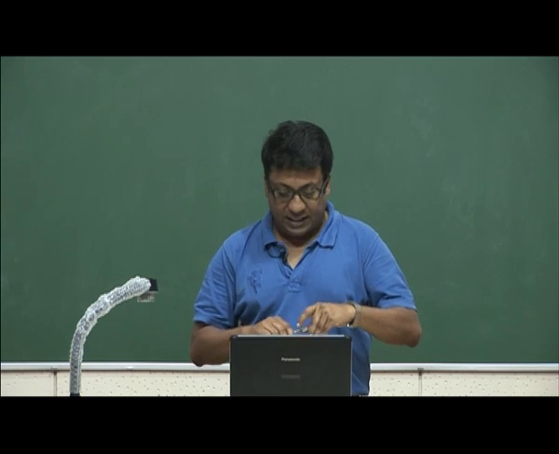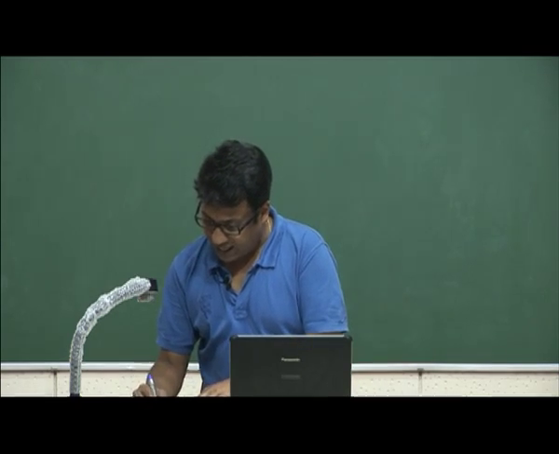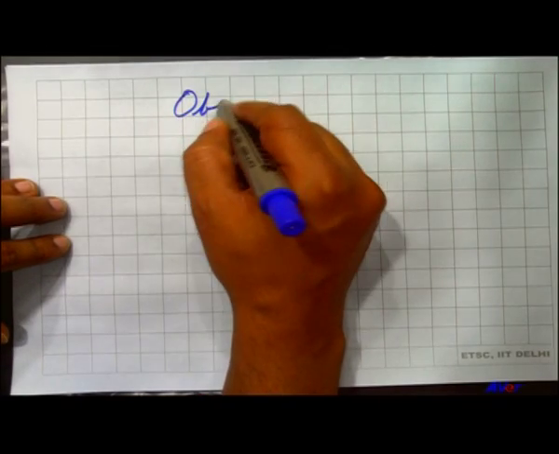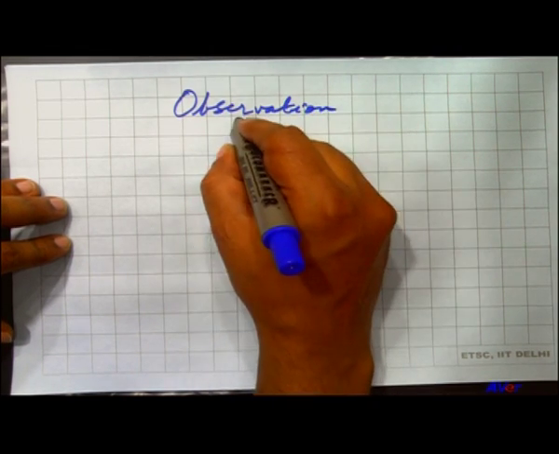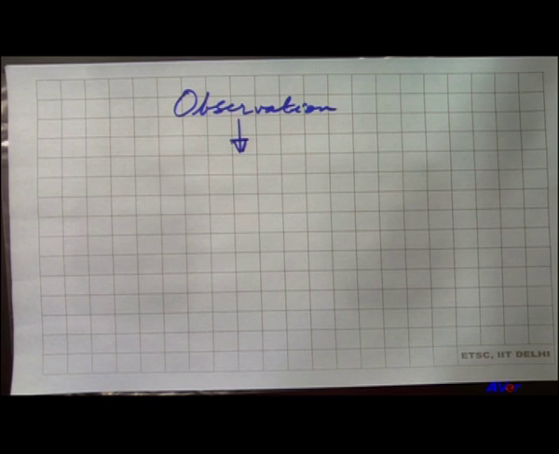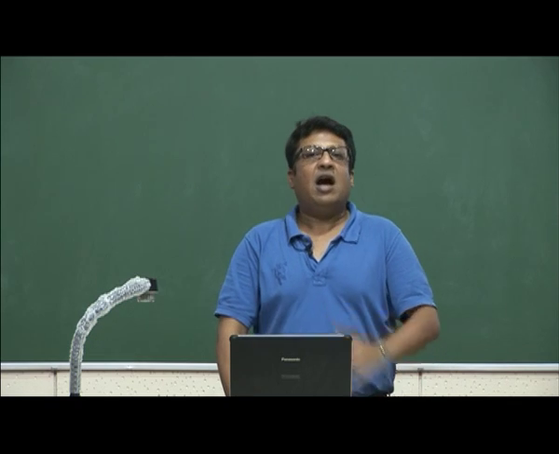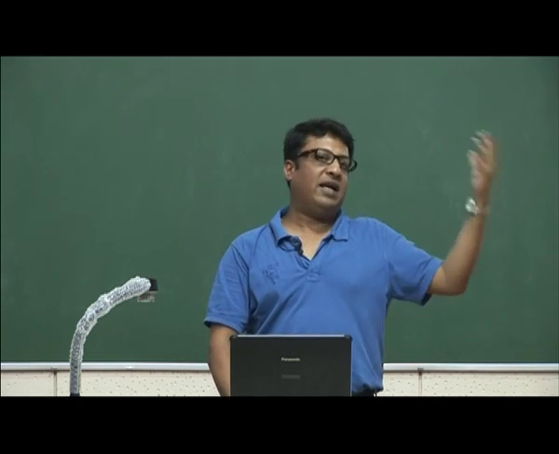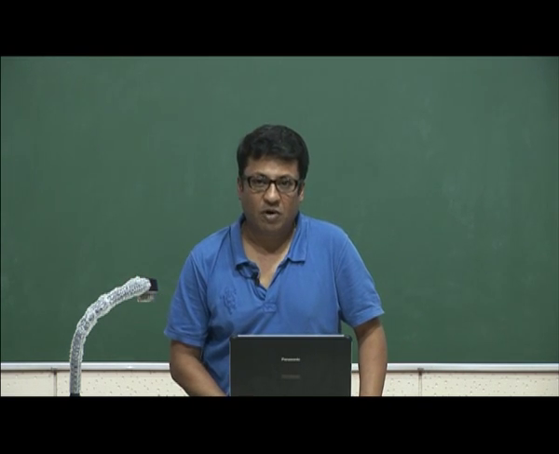Let me illustrate this in terms of the actual methodology that has to be followed. Let us say you have an observation. Now, to explain this observation, you would use a variety of explanations. Let us say I think something might happen like this, or you think something might happen like that.